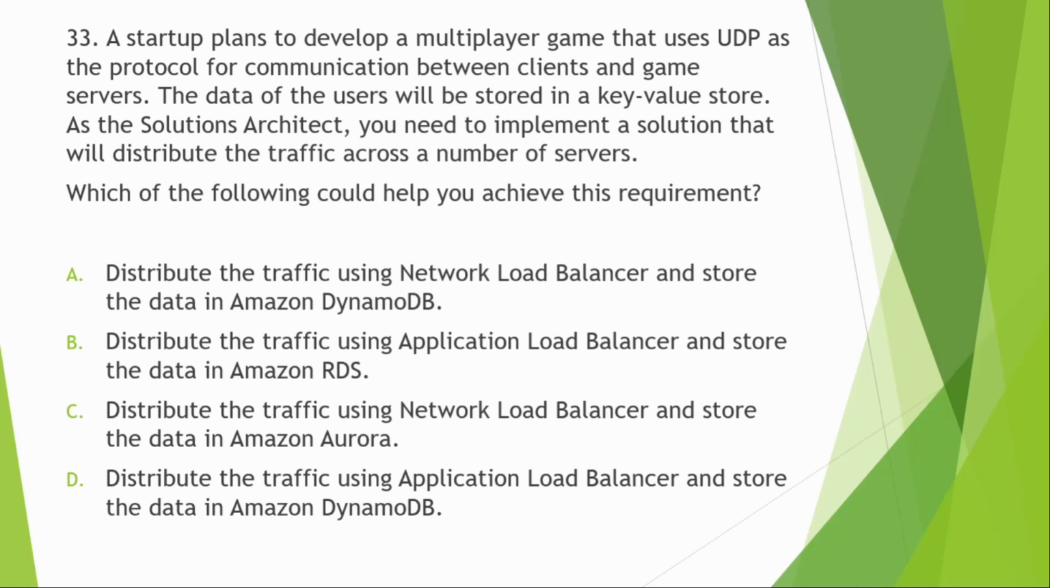Now B and C, why are they wrong? Because RDS and Aurora are not key value stores. Okay, and why D is wrong is because the protocol is UDP. When you have UDP and TCP protocol, the answer will always be network load balancer, because UDP is layer 4 traffic. That is why you will use network load balancer.